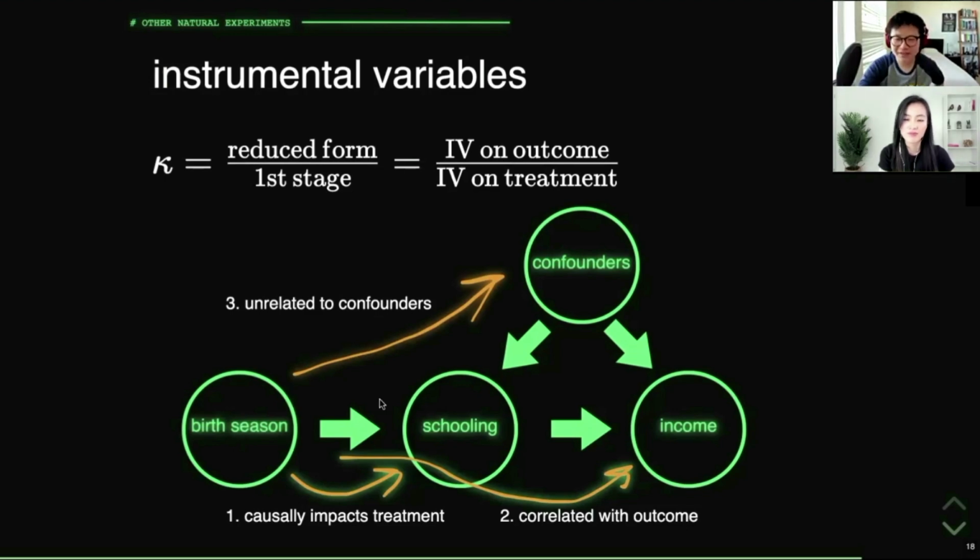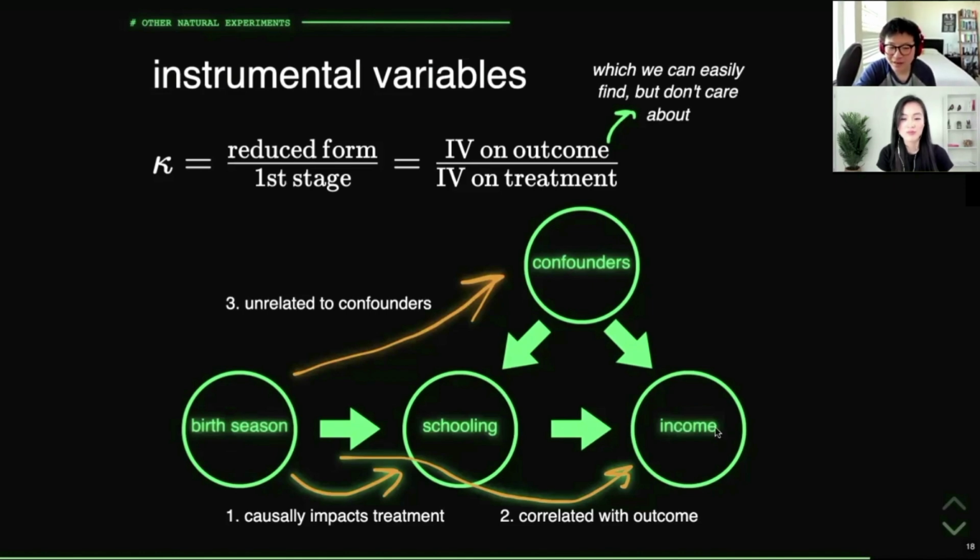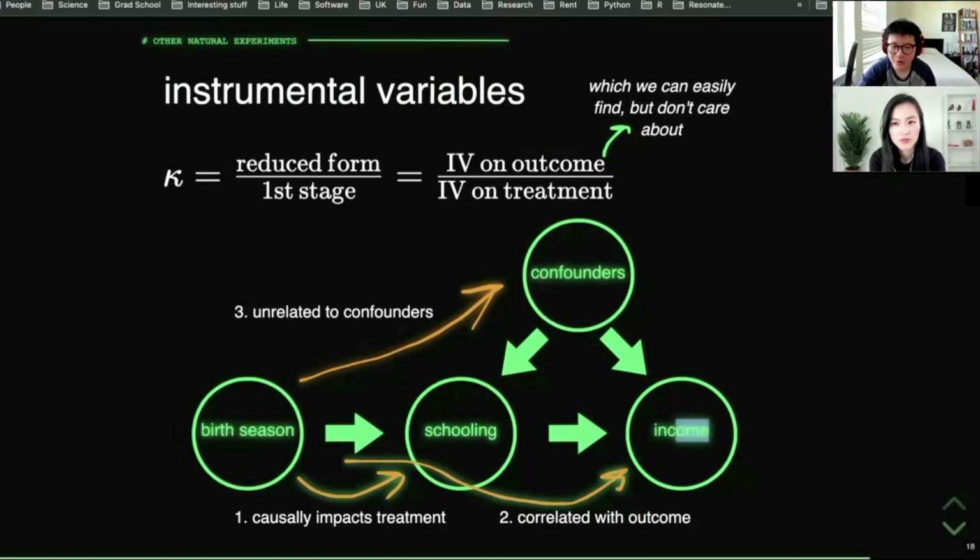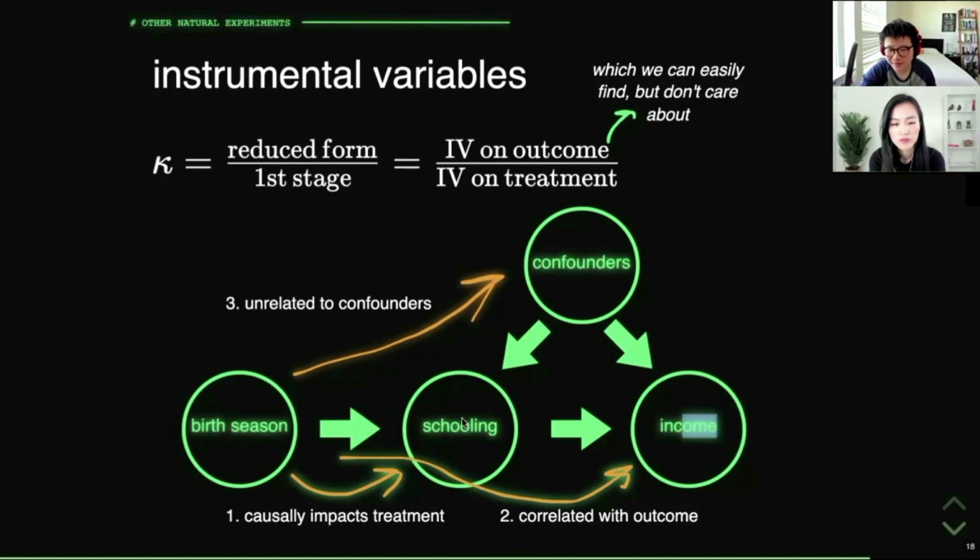What we can directly observe in the data is whether someone's birth season will affect the eventual outcome or not. That is something we can easily estimate. That's something we don't care about. What we really care about is how the treatment variable, years of schooling, impacts income. And this numerator is an underestimation of that because not everyone differs in years of schooling. If they finish high school, then years of schooling should be the same, regardless of the birth season. So the instrument only impacts people who drop out of high school.